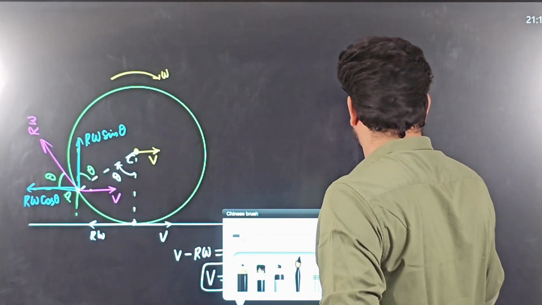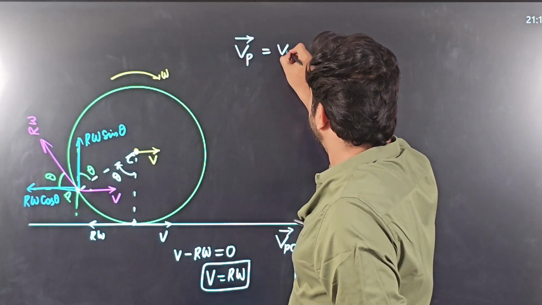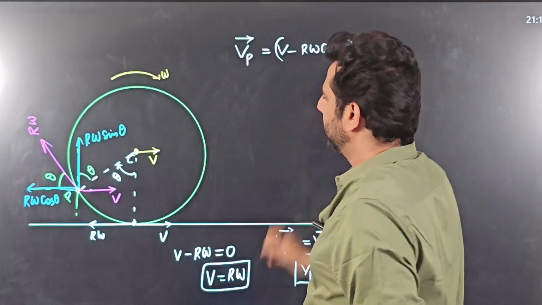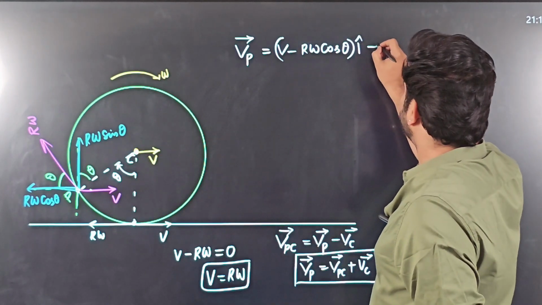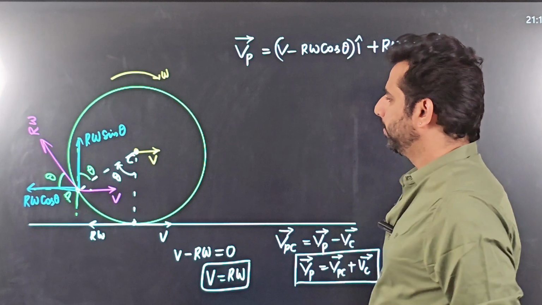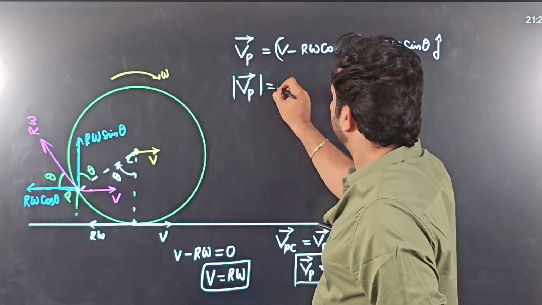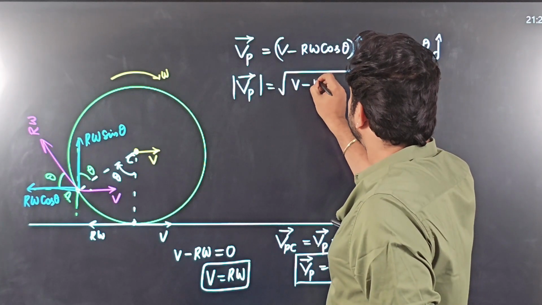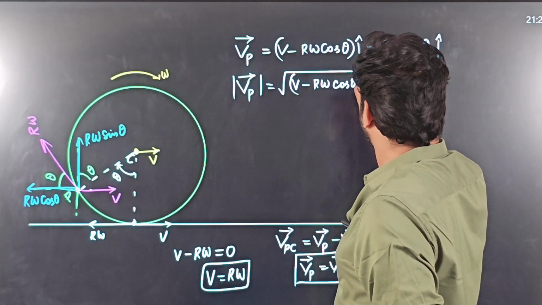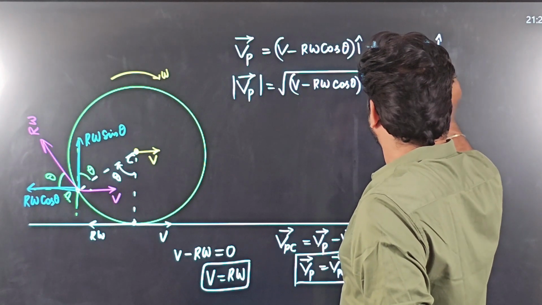The velocity of the particle P, Vp bar, is now (V minus r omega cos theta) i cap plus r omega sine theta j cap. The magnitude of velocity of the particle is under root (V minus r omega cos theta) whole square plus (r omega sine theta) whole square.